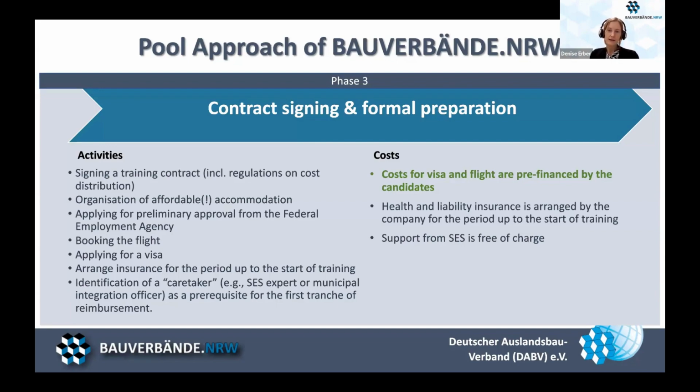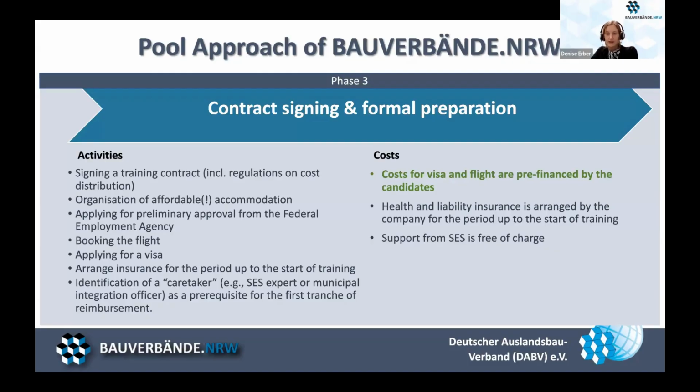Then they have to apply for preliminary approval from the Federal Employment Agency. We also assist with that. It's basically just a form that they fill out, but the waiting times might sometimes be quite long. Then next comes the booking of the flight and applying for the visa. The candidates should be the ones booking the flight. Of course, we can assist there, but they will be the ones paying for it. And the visa cost is about 75 euros. They should also be pre-financing that.